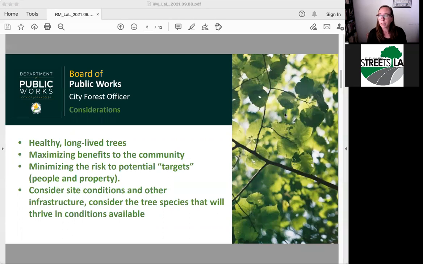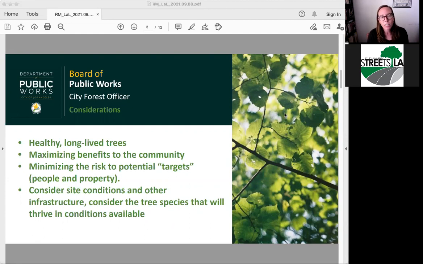So we know that, again, in a forest, a tree can fall over and maybe it blocks a trail, or maybe it hits something, but it's less likely to hit people or private property than it is in our urban forest, where we have cars and pedestrians. So we definitely are looking to minimize the risk to those targets so that we can have the amenity of shade and the other benefits trees provide with the minimal risk.